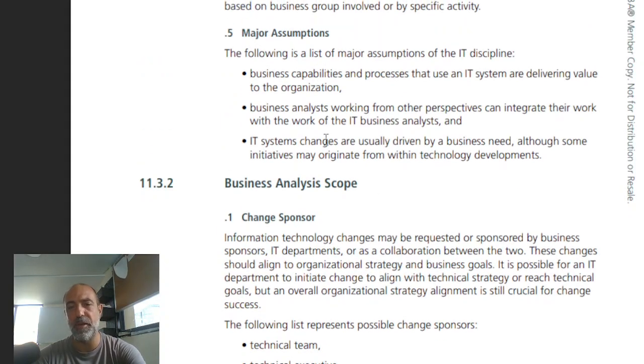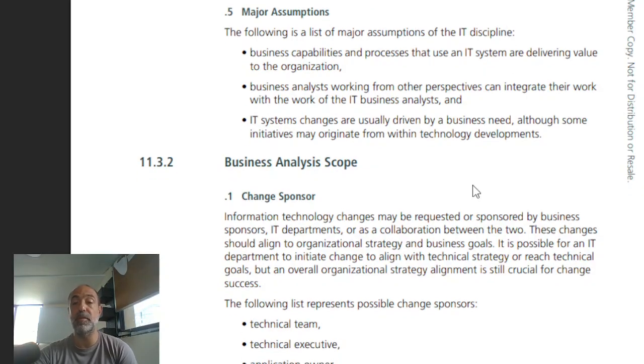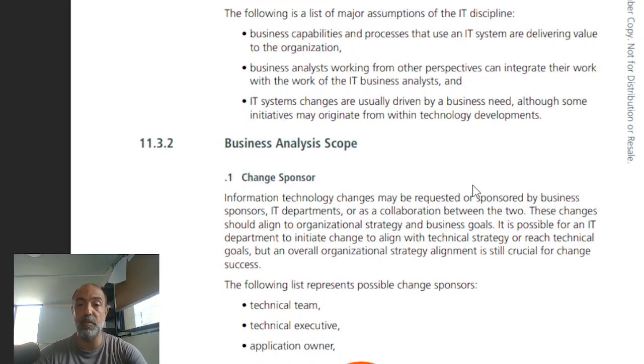All right, what are we assuming here? We're assuming business capabilities and processes that use IT systems are delivering value. Sometimes they don't. Business analysts working from their perspective can integrate their work with the work of the IT business analyst. Sometimes they don't. IT system changes are usually driven by business need, although some initiatives may originate from within the technology departments. Sometimes they don't.